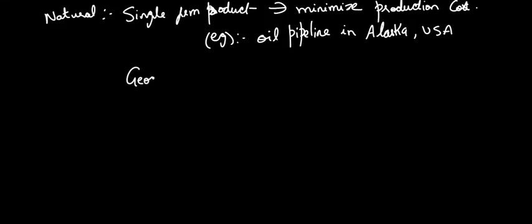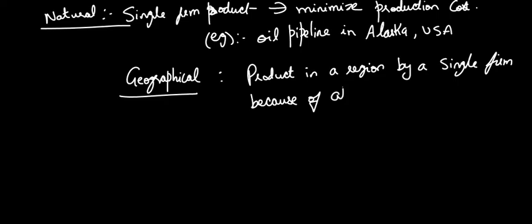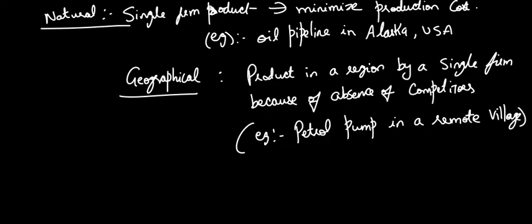The geographical monopoly, as the name suggests, depends on the product in a region being supplied by a single firm, only one firm, because of the absence of competitors. An example is a petrol pump in a remote village, where there will be a lot of business because it's the only petrol pump in the whole village.